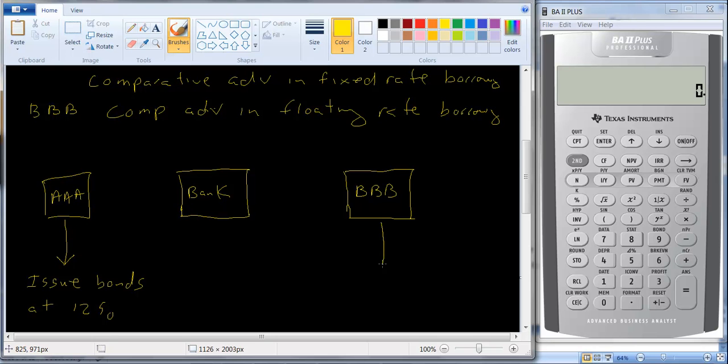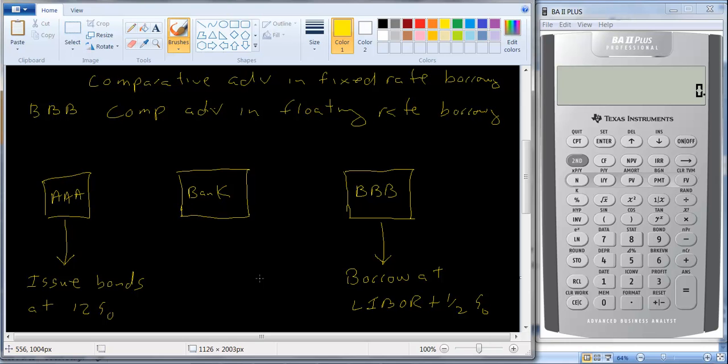B has the advantage borrowing in the floating rate market, so they're going to borrow at LIBOR plus 0.5%. And again, no matter what LIBOR is, LIBOR can go up and down. If LIBOR is 5%, they pay 5.5%. If it goes to 8%, they pay 8.5%. Now, how are we going to divide this up?